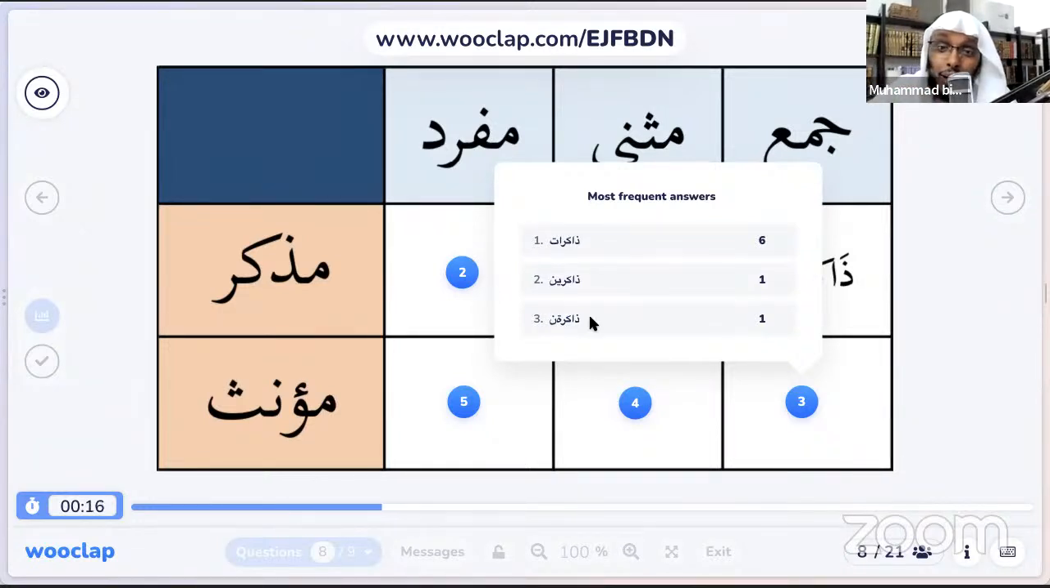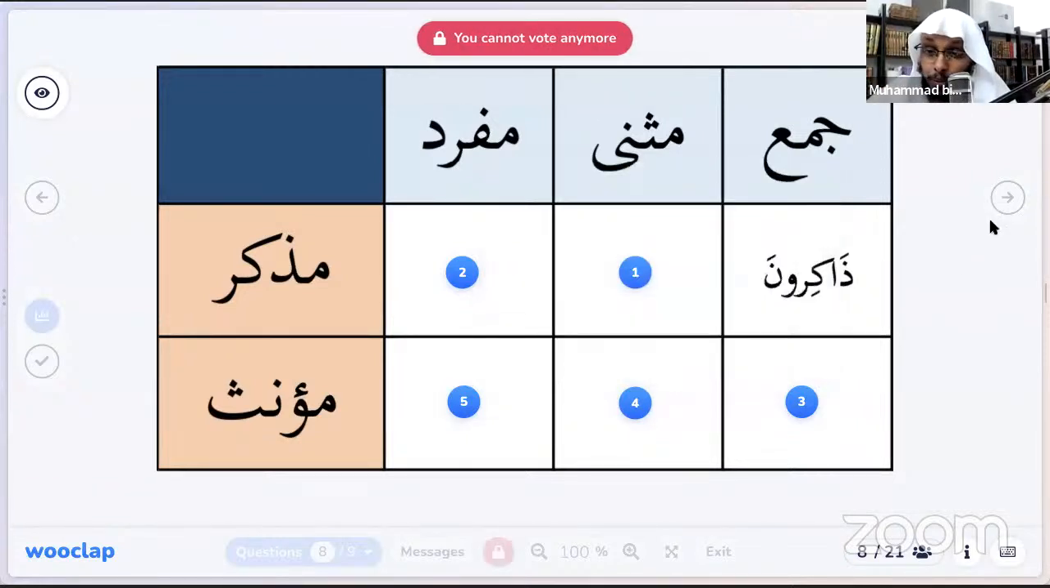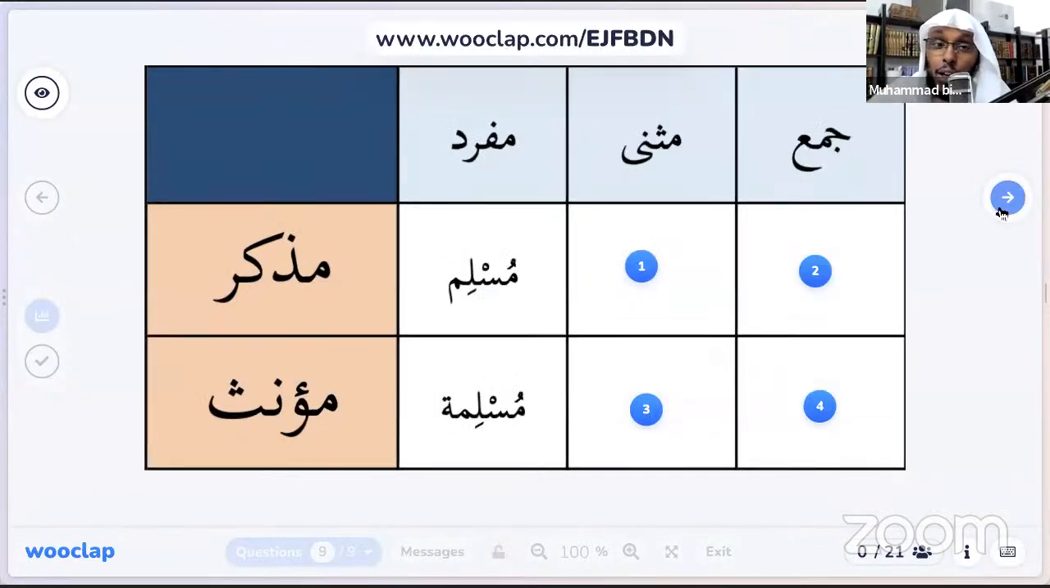Dhaakira, with a ta marbuta and a noon. No. Ta marbuta only ever comes at the end of a word. So since we're adding something to the word, ta marbuta is completely out of the window. So that ta marbuta only ever comes at the end of a word. Okay? Right. No problem.